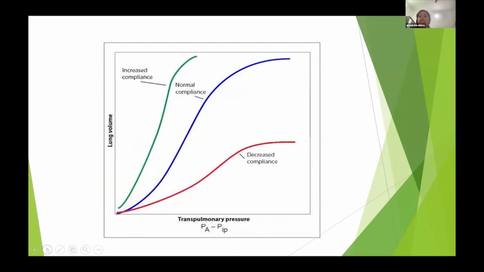Here the x-axis represents pressure and the y-axis represents volume, and the blue line is normal compliance. If it is shifted to the right, it means decreased compliance, and in case of increased compliance the curve shifts to the left. So we can easily see that in the red curve, when we are increasing pressure, the volume is not changing much. It means the lungs are stiff. The same thing happens in RDS. Next.